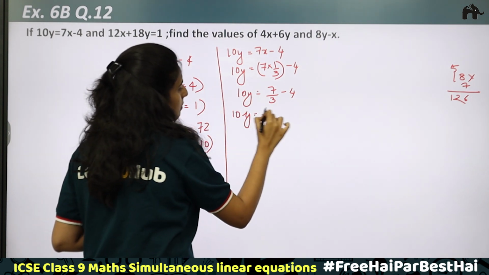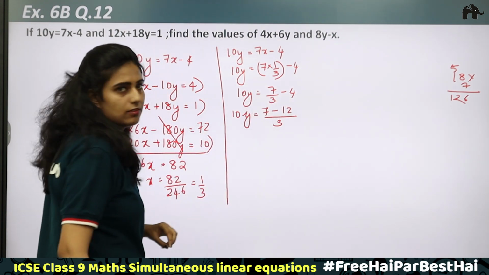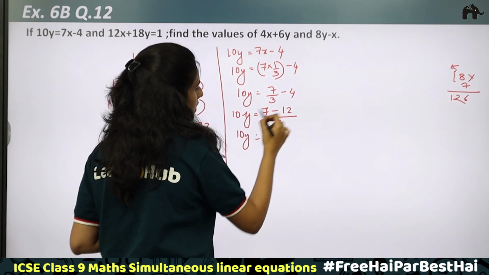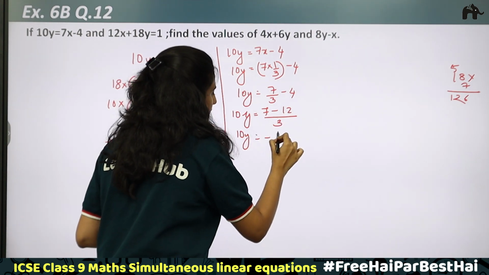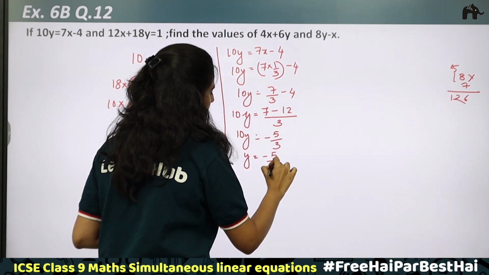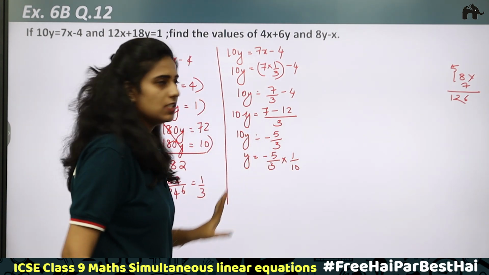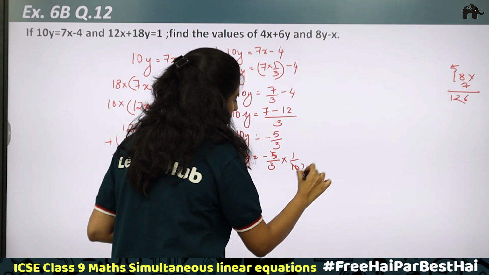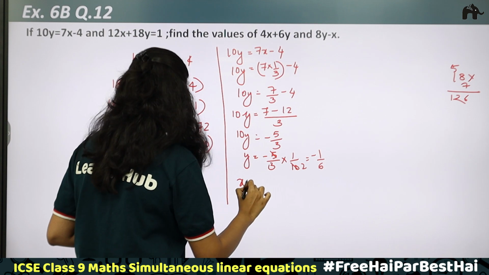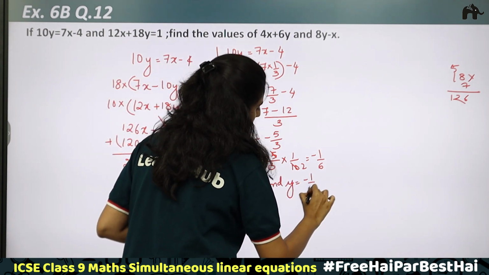So 10y will be equal to, with 3 in the denominator, 7 minus 12. 3 into 4 is 12. So 10y is equal to 7 minus 12, and 7 minus 12 is minus 5, divided by 3. And y is equal to minus 5 by 3 into 1 by 10. I am taking this 10 to the opposite side, so it becomes division. Cancelling, we get 2 here. So minus 1 by 6. The x value is equal to 1 by 3 and y is equal to minus 1 by 6.